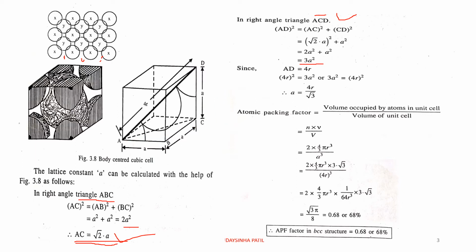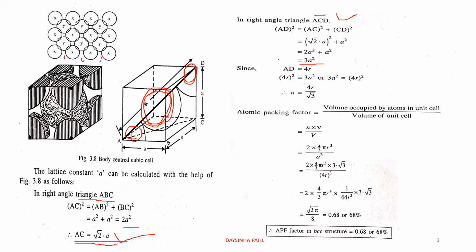Now, what is the value of AD? AD, the body diagonal, is in actual contact with the corner atoms. The central atom, which is kept inside the body, is in direct contact with two corner atoms, that is corner atom D and corner atom A.